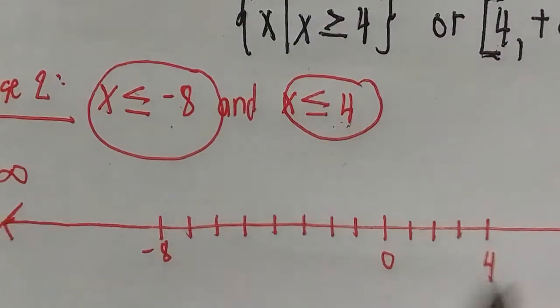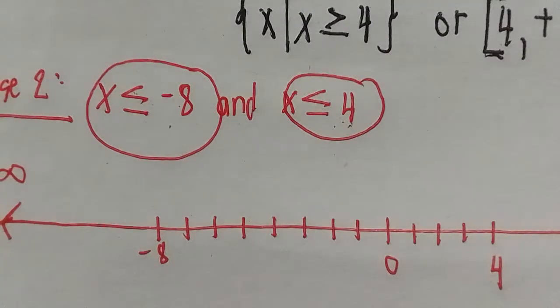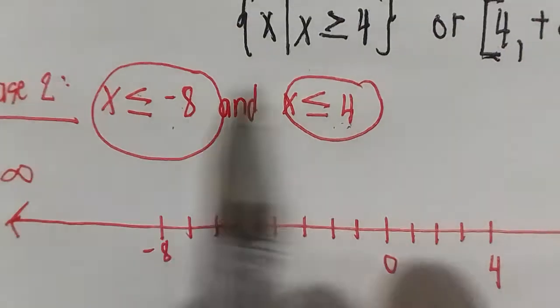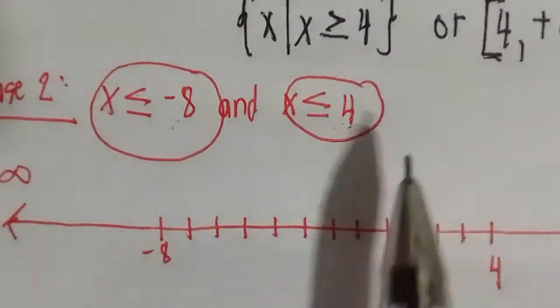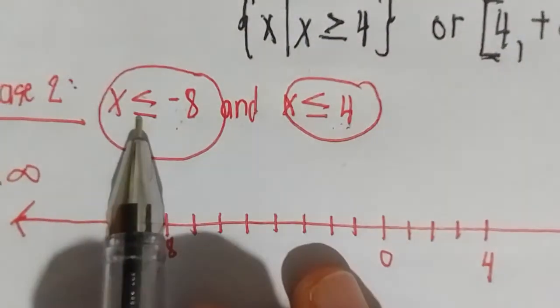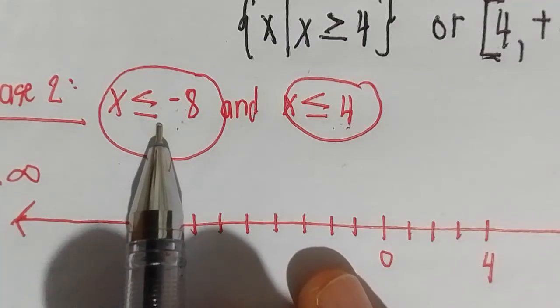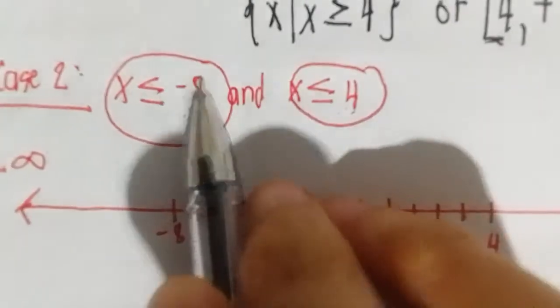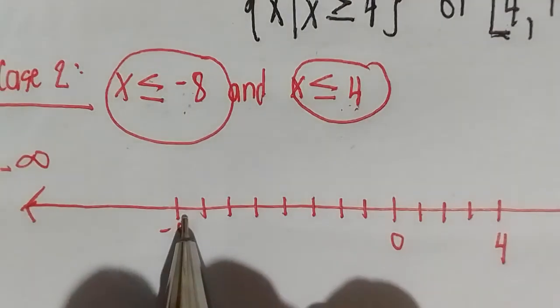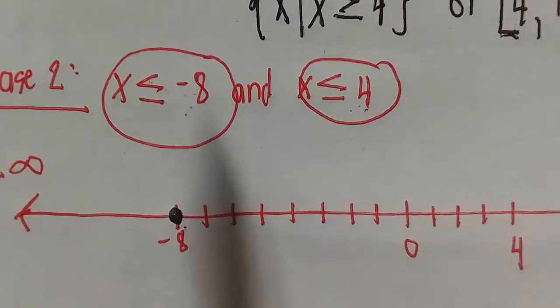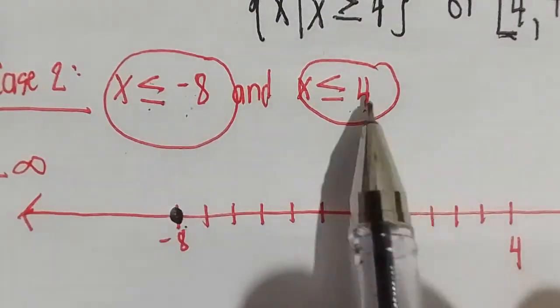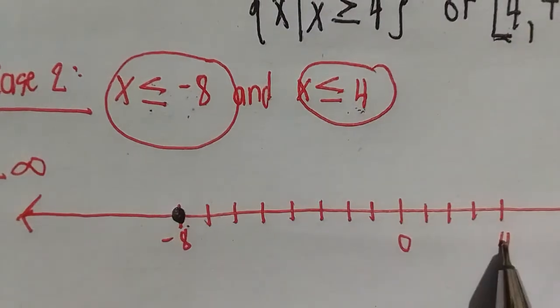Present na atong duha ka values. Next atong buhaton is to locate the 2 points or the 2 values. Negative 8 na may equal to sa inequality sign. So, gamit tag solid. Negative 8, here is our negative 8 sa atong number line. So, ato siya i-locate ang iyang point na shaded siya kay na ay equal to iyang sign. Next, 4. So, 4 is here.